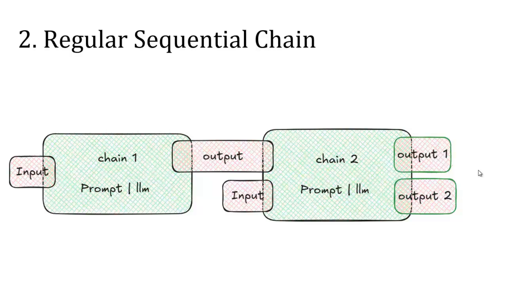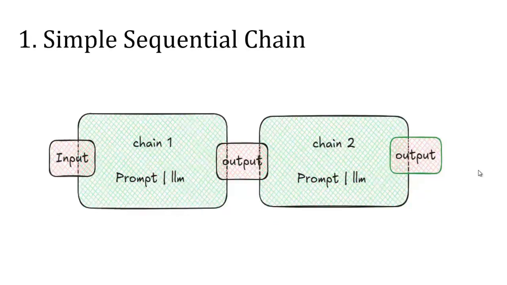So in this flow, chain 1 has its own prompt and its own LLM. Same for chain 2 as well. Chain 2 also has its own prompt and its own LLM. But you can see chain 2 can receive both the output from chain 1 and additional input provided directly by the user. And at the end, chain 2 can generate multiple outputs as well, depending on what the workflow needs, right? So this is about regular sequential chain, that is also called as sequential chain.